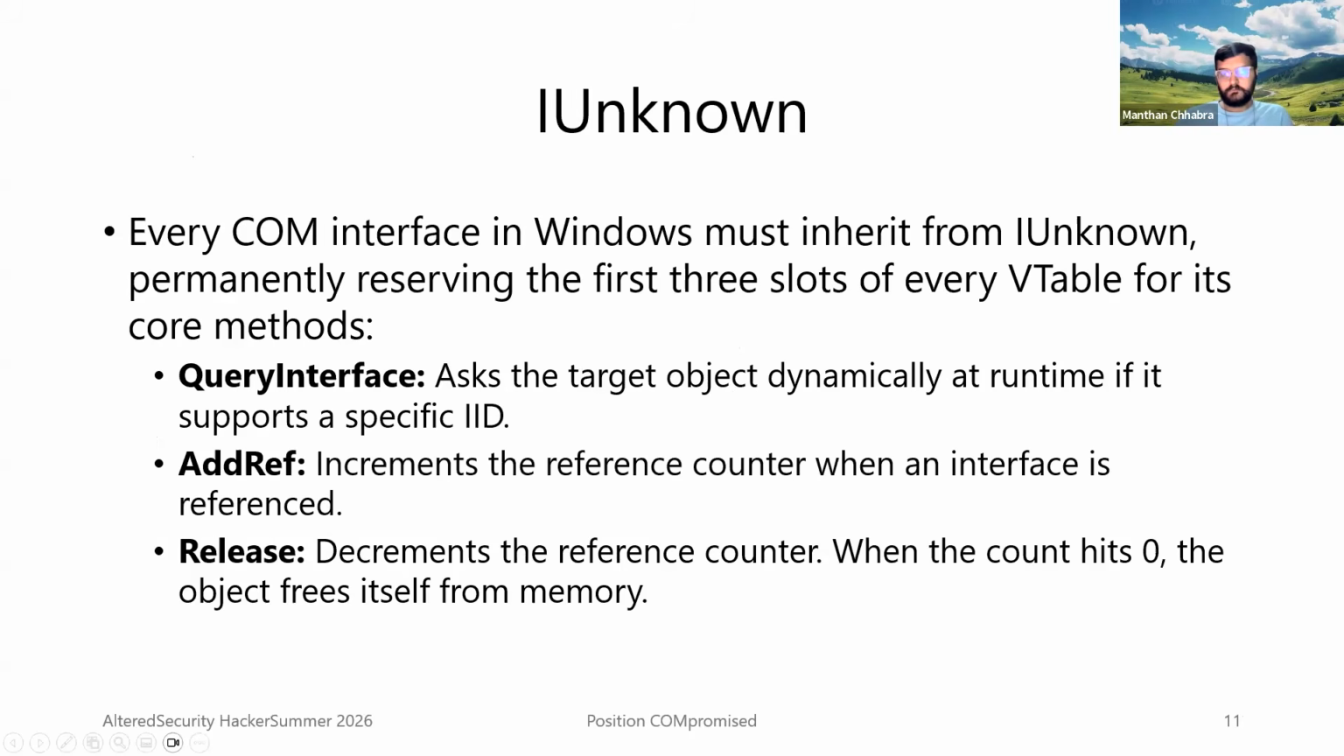Now, we have an idea of what interfaces are, right? And what their purpose is. However, there is one particular interface that is very important. Every single COM interface in the entire Windows ecosystem is required to inherit from a base interface called IUnknown. Now, this IUnknown interface is actually used to create a sort of universal baseline. You could think of it as that, right?